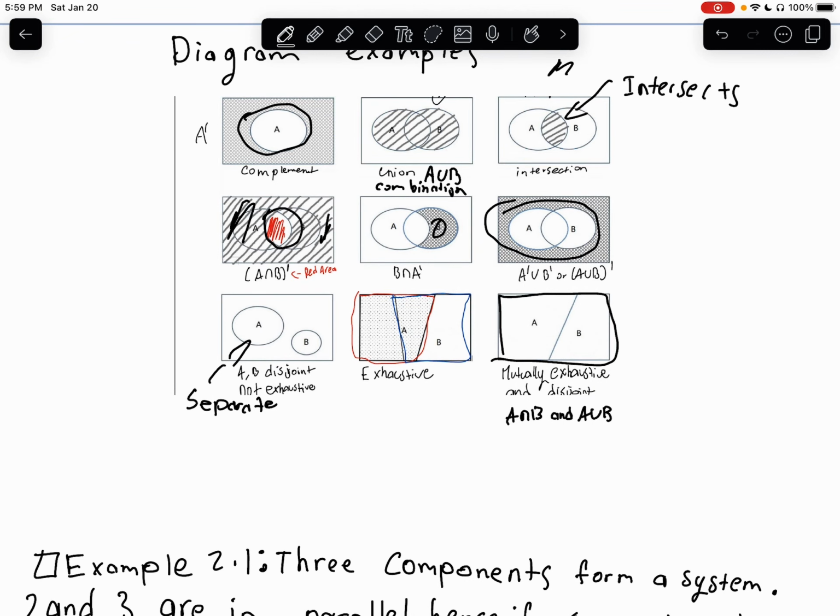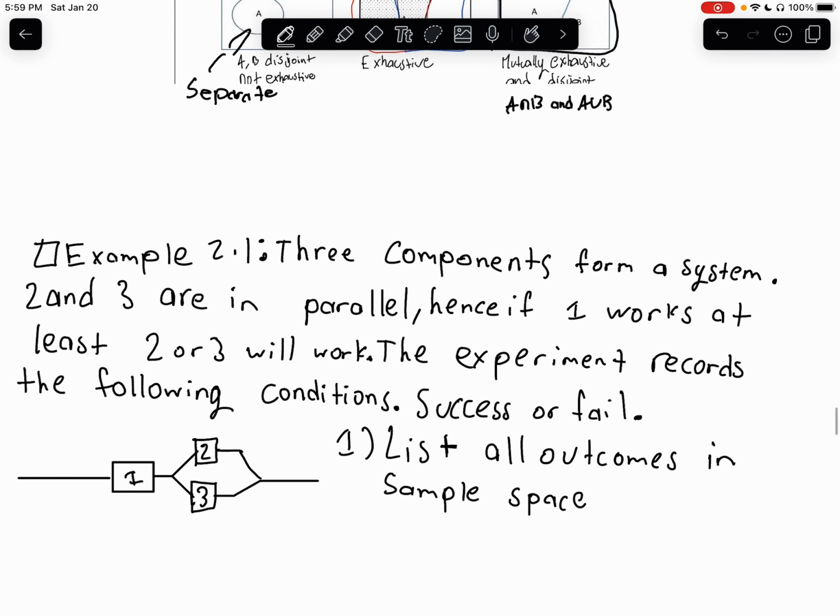All right. Our next one, we have 3 components to form a system where 2 and 3 are in parallel with each other, as seen below. If the system of 1 works, then at least 2 or 3 will work. So as we go through the system here, if 1 works, then it can go to either 2 or 3. The experiment records whether the system succeeds or the system fails.